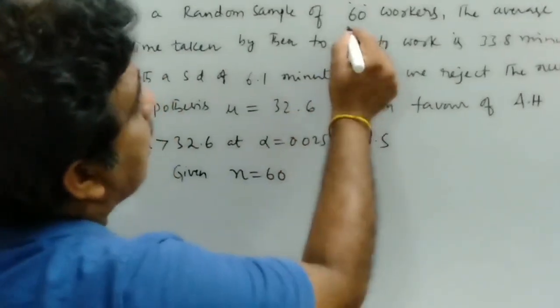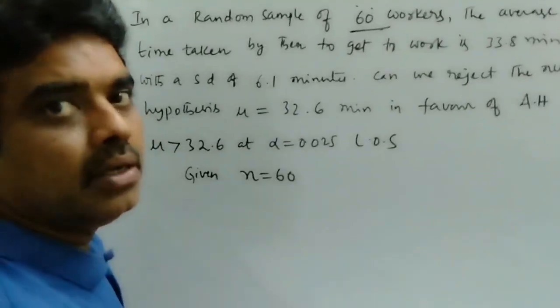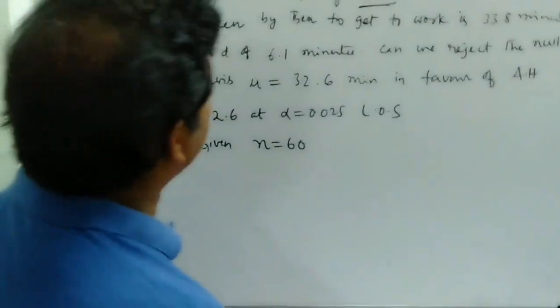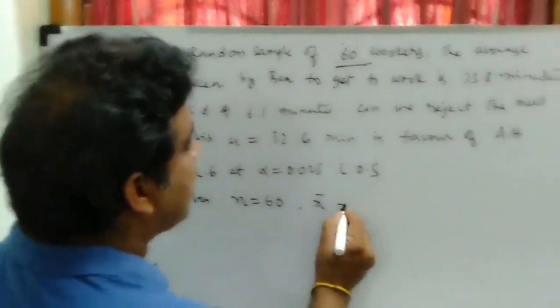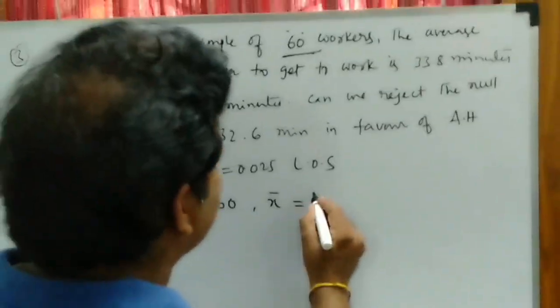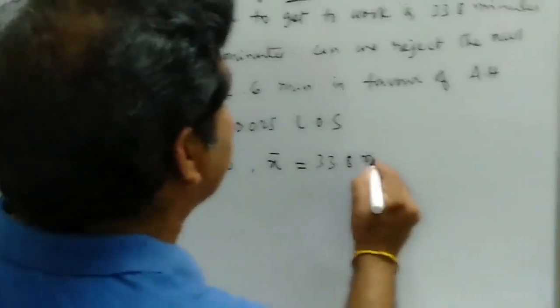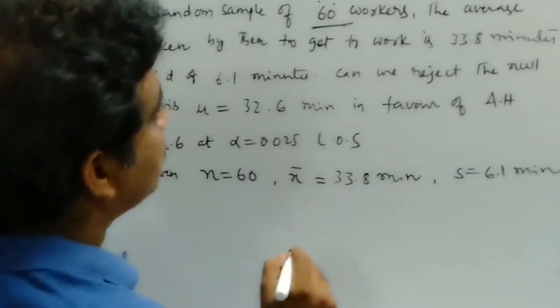So we have taken the sample of 60 workers. N is equal to 60, which means it is greater than or equal to 30. So it is a large sample, and we can go for the large sample test. Also given is the x bar value, the average time taken by the workers to get to work, which is 33.8 minutes, with a standard deviation of s is equal to 6.1 minutes.